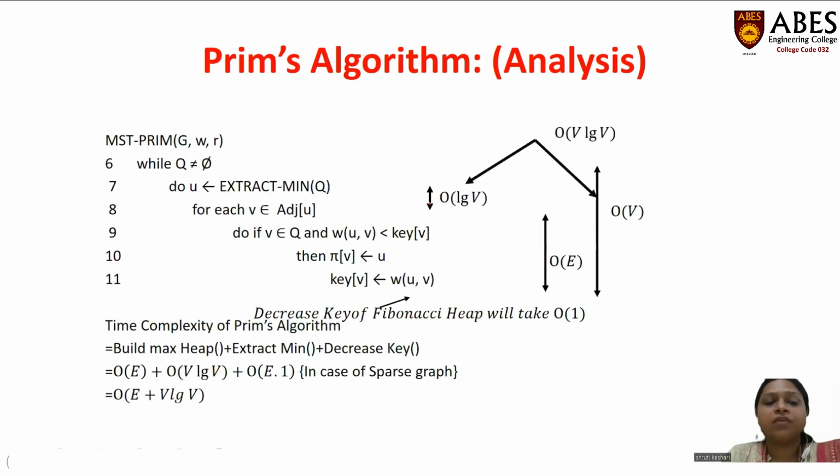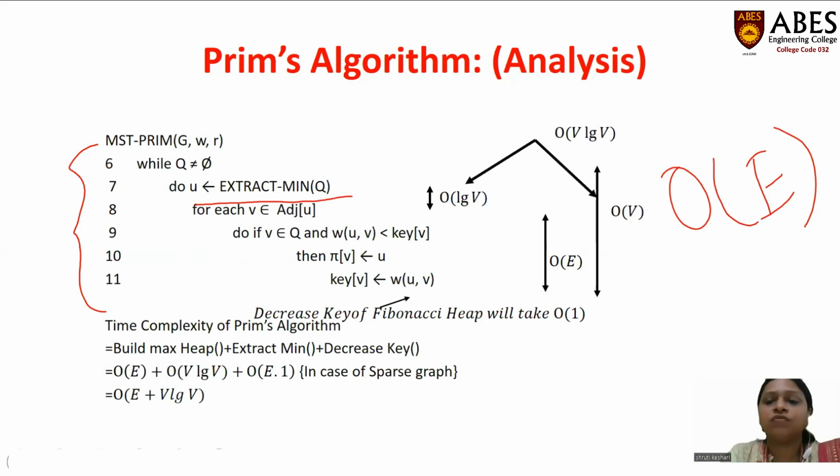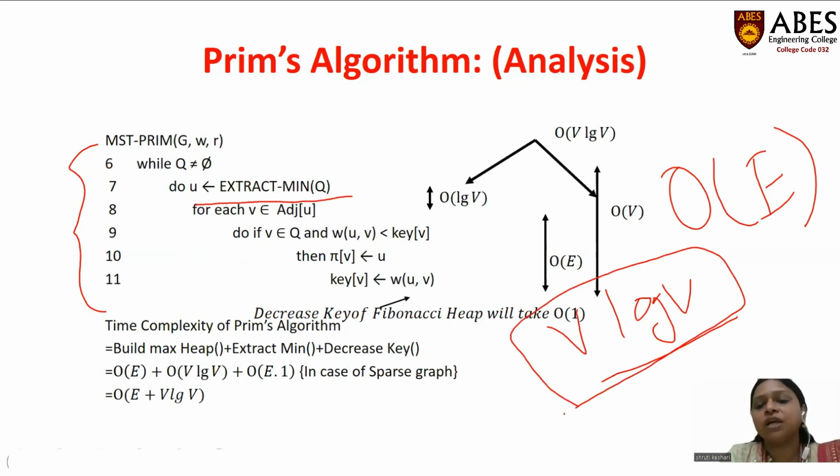Now, about the second part, when we are considering the while loop until and unless that Q is empty, you need to extract the minimum value. For extracting the minimum value, you need to create a heap. And when you are creating a heap, the complexity of that is O of E. And then for extracting the value, you are extracting each and every vertex. For extracting the value, you need to consider the complexity of log V, but you are extracting the value V times. So the total complexity of extracting the minimum part is V log V.